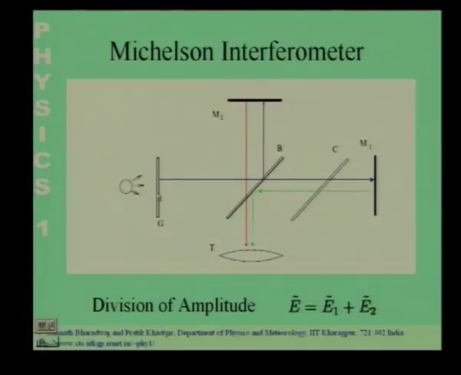In the last class, we were discussing the Michelson interferometer. The Michelson interferometer, as I told you, works by the division of amplitude. So, we have an extended source from which the incident light falls on a beam splitter, and the beam splitter divides a single wave front into two wave fronts, one which is reflected and another which is transmitted. So, the amplitude of the incident wave front is divided to produce two wave fronts.